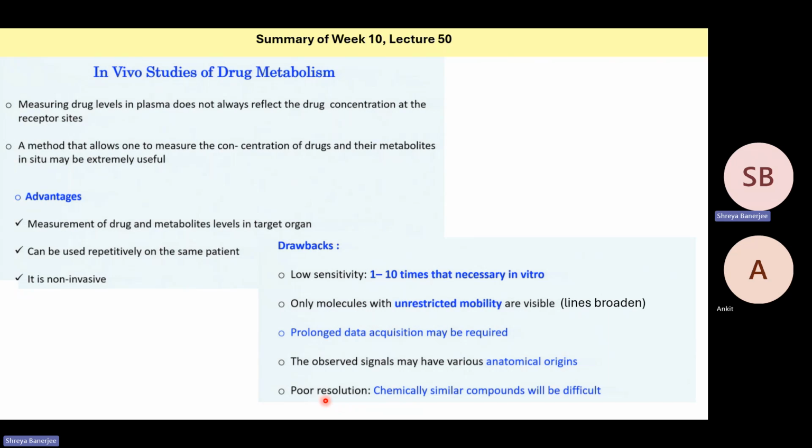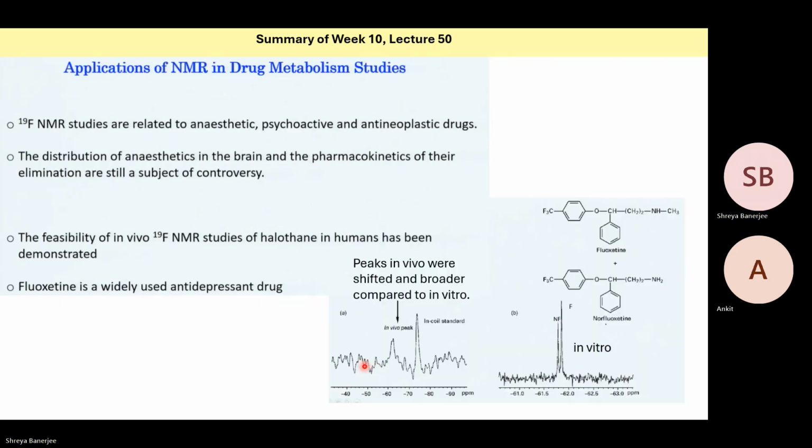Another thing is that there is poor resolution. Because the lines are broadened and there are many signals from different anatomical origins, the resolution becomes poor. So if there are chemically similar compounds, it will be very difficult to resolve and they will come in the same place. So although in vivo studies have their advantages, there are also certain disadvantages.